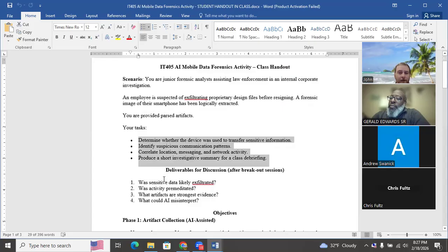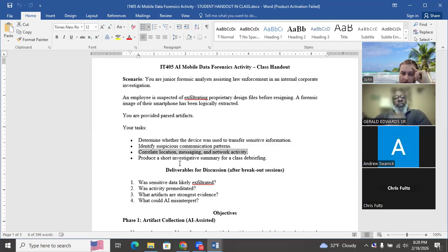sensitive information, any suspicious communication patterns, like with SMS, the short messaging, text messages, correlate locations, timing, and whether there was any unique network or Wi-Fi activity when things were being sent or communicated. So it's putting together a puzzle again, similar to the email, but a lot more vast. There are a lot more artifacts in this one. And then a short summary, similar to what we did.